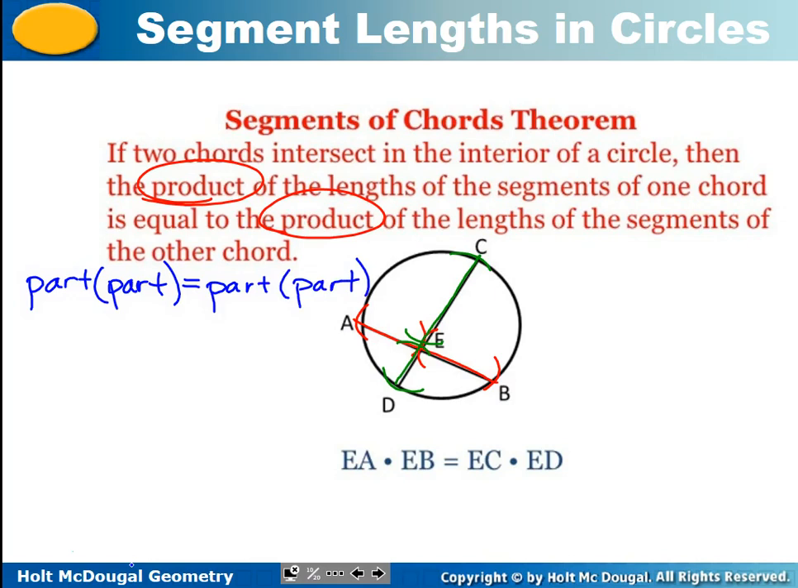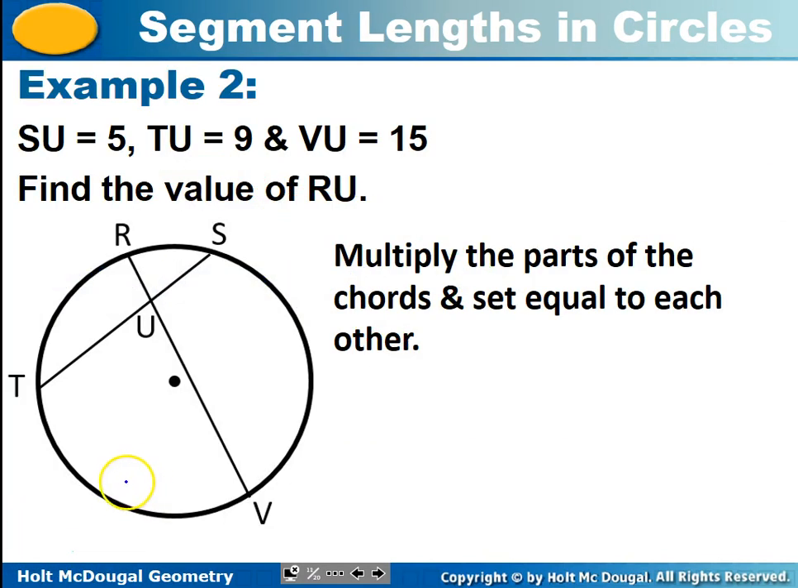So right now we're going to work one of these. So let's go on to the next slide, the next problem. So this one says, example 2, SU is 5, so I'm going to go ahead and label SU as 5. It says that TU is 9, and then we have that VU is 15. It says that we're going to solve for RU. Well, I'm going to put an X up here because I just know most of y'all do better solving with X, but you could also do it with RU. It doesn't really matter. So when we do this one, again, we need to look at our chords here. So we have our whole chord here.